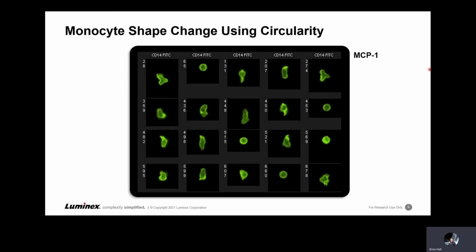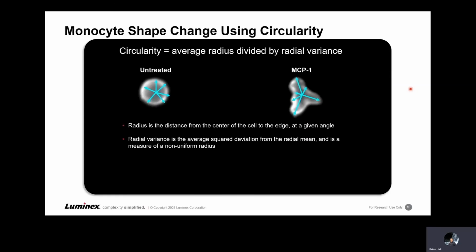If you look after treatment with MCP1, many of the cells have this elongated shape, or some of them are trilobed. So what we want to do is create a feature that can characterize that dramatic change in the overall shape. And again, the feature that we're going to use is called circularity. Circularity, I think, is easy to understand. It's effectively the average radius divided by radial variance.